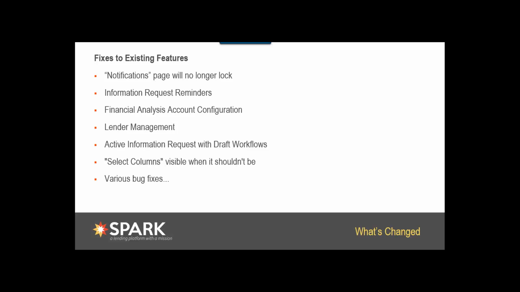And then the select columns and customize page features on the homepage widget will no longer be visible to role-specific home pages. So they'll still appear on your personal homepage. They'll just no longer be visible on the role-specific home pages. And then we've had some other various bug fixes that we've been working on. For instance, we just updated some issues that we were having with HubZone. So now that's flowing correctly to each of your Spark pages.